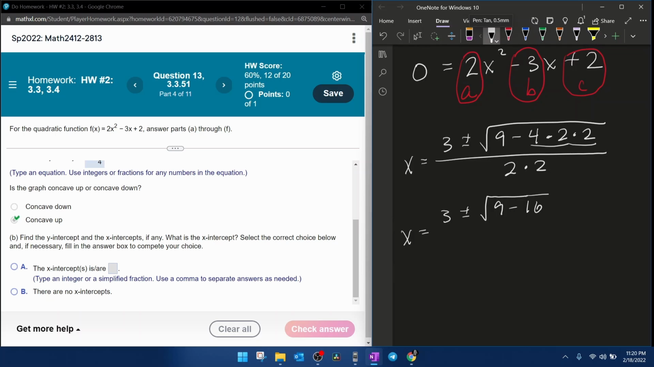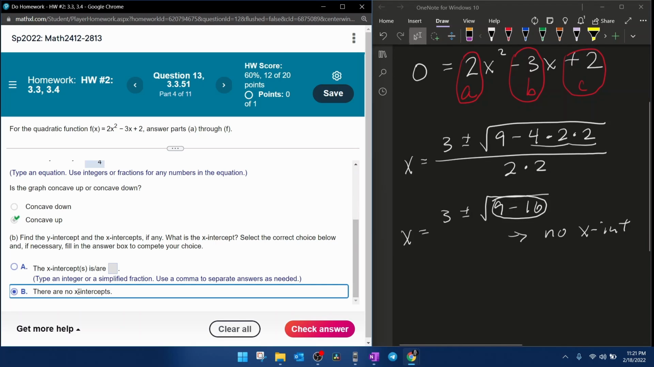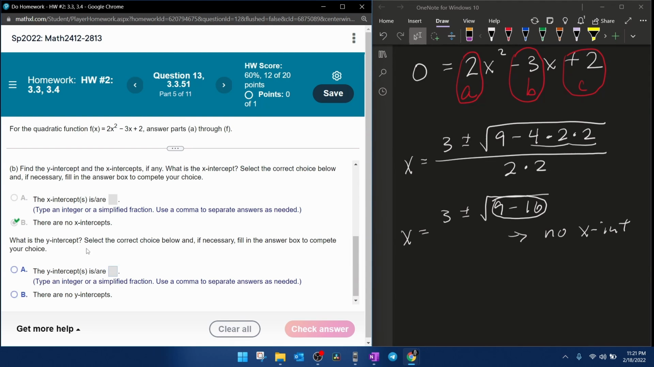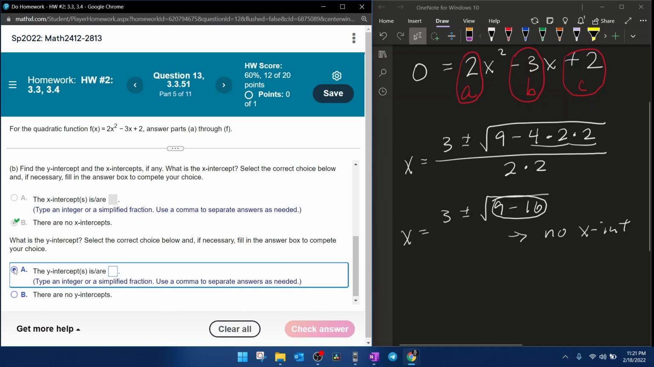At this point, I can stop because I notice that the number under the square root is going to end up being negative, and that implies no real solutions, which also implies no x-intercepts. So we're going to choose no x-intercepts. Yay. And the y-intercept, that will always exist, and that will be at the constant. That is a shortcut you need to know.